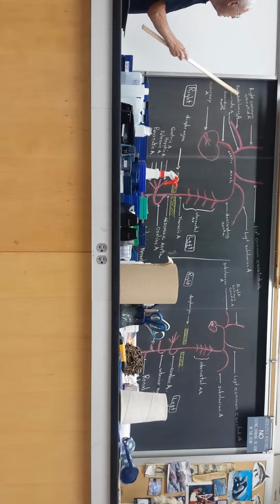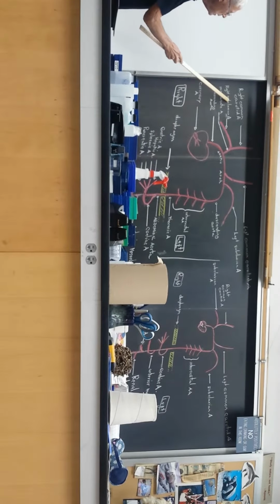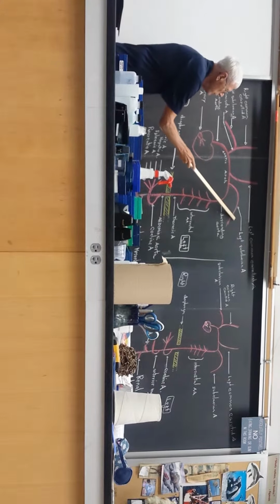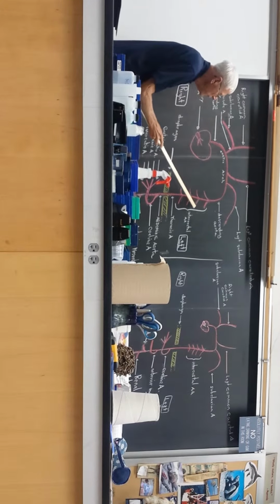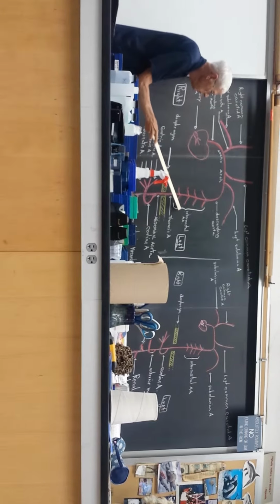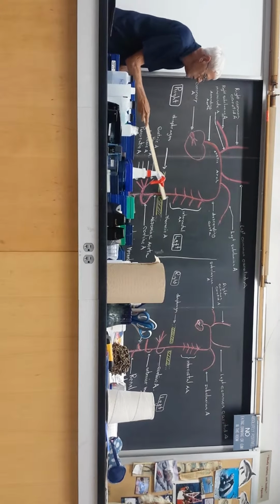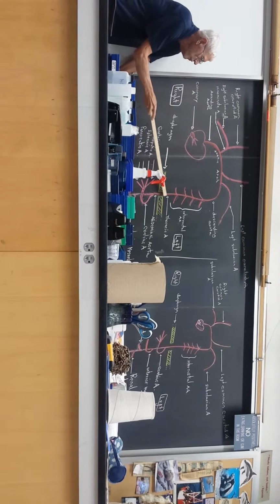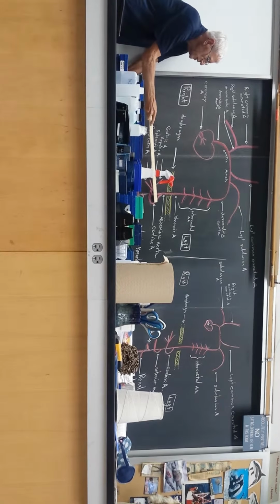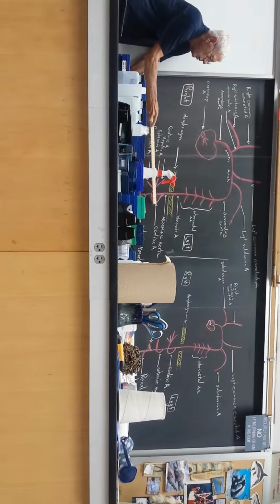So we have a right subclavian artery here going into the right leg, the left subclavian artery going into the left leg. We have the intercostal arteries feeding the musculature between the ribs. Then we go past the diaphragm. Below the diaphragm is called the abdominal aorta. The first vessel that comes off is the celiac artery.